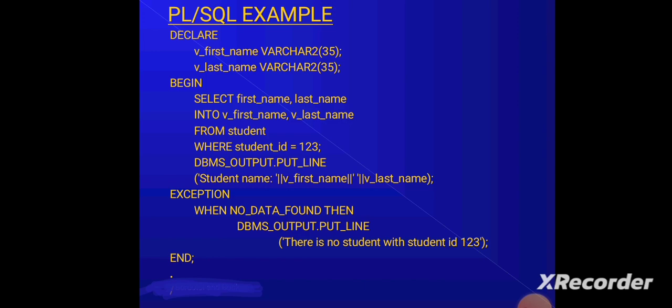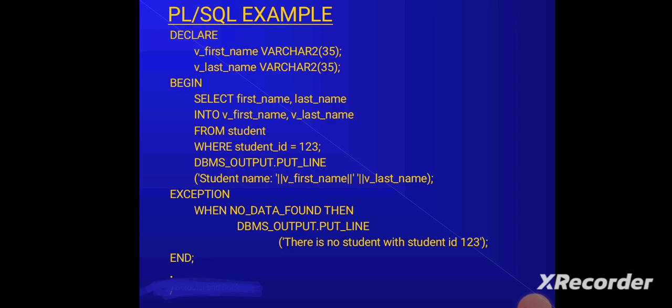Here we used varchar, and we put the size for the variables. When the user finishes the declaration section, they go to the begin section. The begin section is also used for manipulating data. Here we have a student table, and they have a student ID also. For the student whose ID is 123, their first name and last name are displayed on our screen.